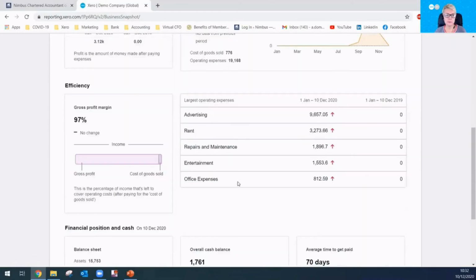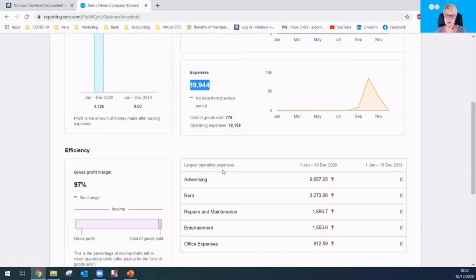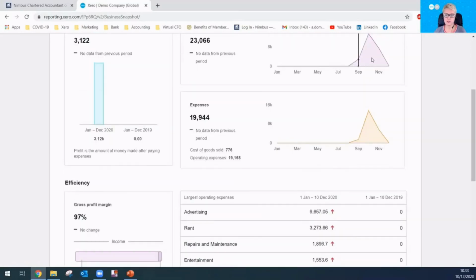Okay. If we scroll down and want to look at the expenses in more detail, it is also giving us the largest operating expenses in the period. It is telling us that the largest expense was advertising. We spent over 9,000 on advertising out of nearly 20,000 altogether. That's a significant part, okay? So perhaps we should spend less, because these expenses are not corresponding with the increase in revenues, all right?